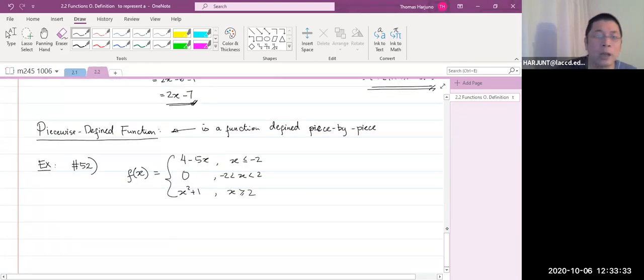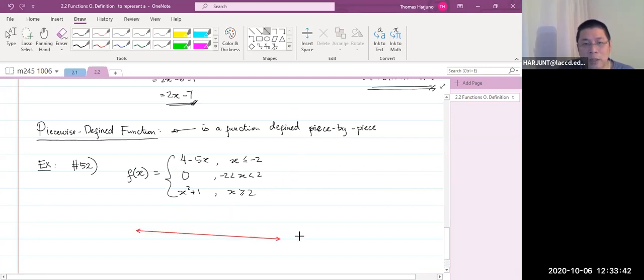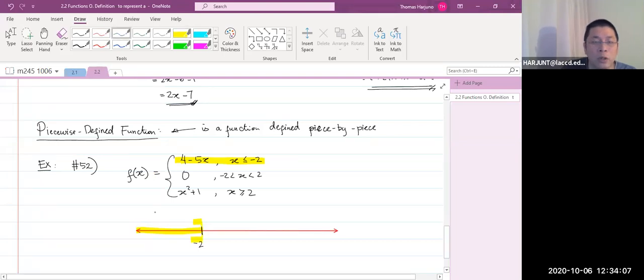Now, what I mean by a piecewise defined function, a function defined piece by piece, is the following. Imagine this number line here. Now the first piece, anything less than or equal to -2, use that function. So the function being used for this section here is 4 minus 5x.